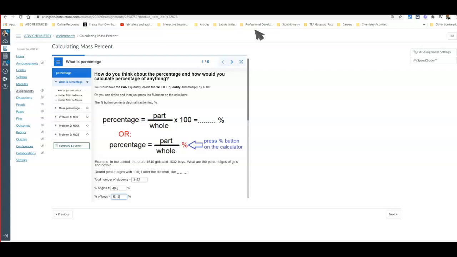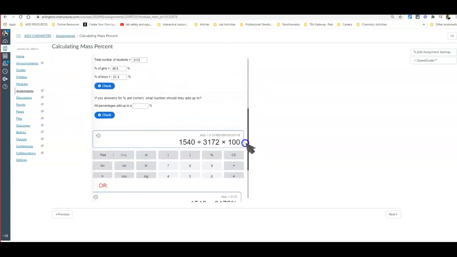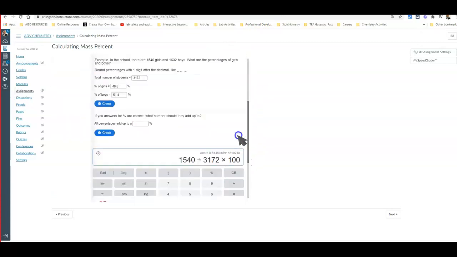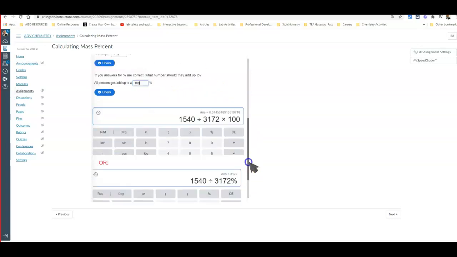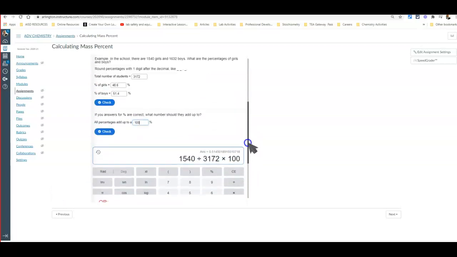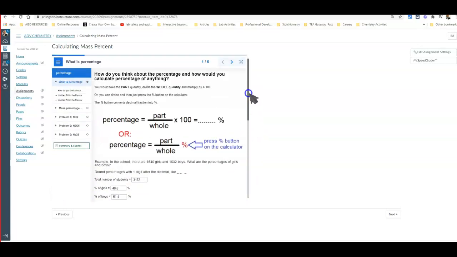Yeah. All right, now let's apply it to chemistry. That is where the next example comes in. Okay, let me see if there's any example at the bottom. Okay, all percentages add up to 100. Now let's look at the other one. Let's look at how we apply it in chemistry.